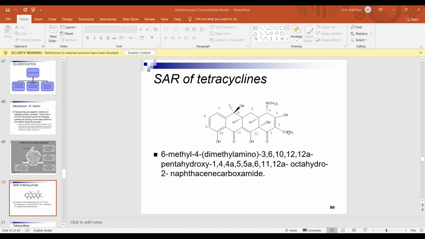Now we come to carbon number 7. You could replace at carbon number 7 an electron withdrawing group or an electron donating group. You could replace it with an electron withdrawing group like chloride or an electron donating group like methyl at C7, and you could increase the activity of the tetracycline mother compound. Next is epimerization at carbon 5 decreases the activity of tetracycline.